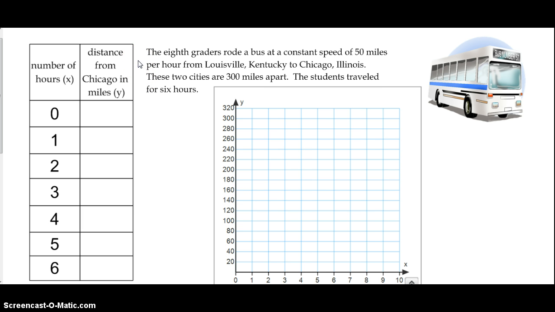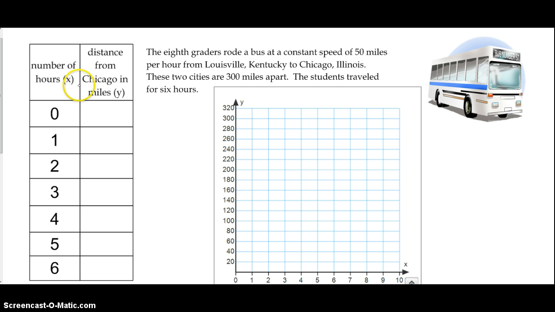The 8th graders rode a bus at a constant speed of 50 miles per hour from Louisville, Kentucky to Chicago, Illinois. These two cities are 300 miles apart. The students traveled for 6 hours. So let's ask ourselves, what do we know that we can put into a table?